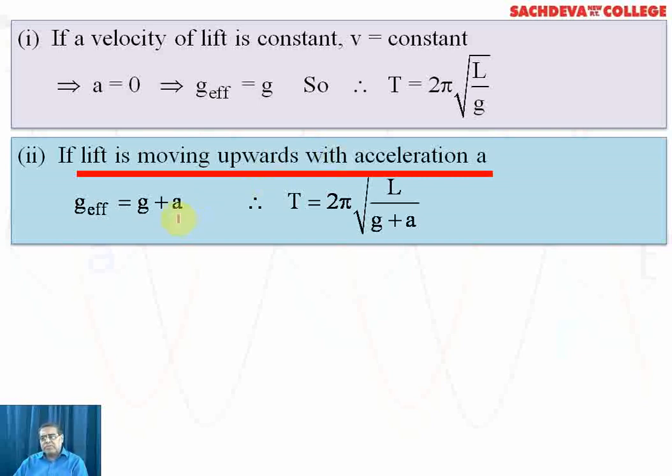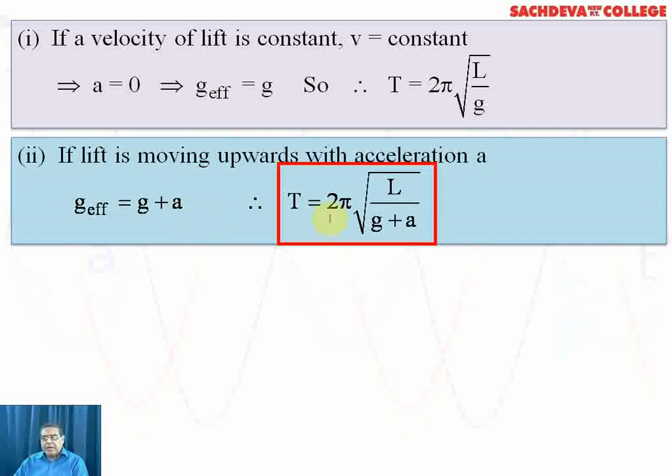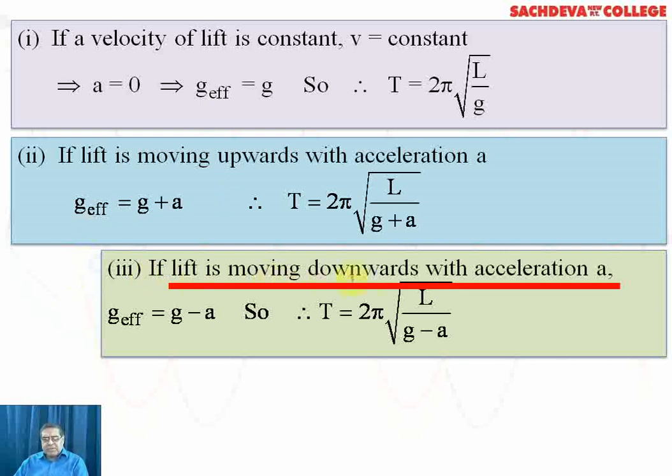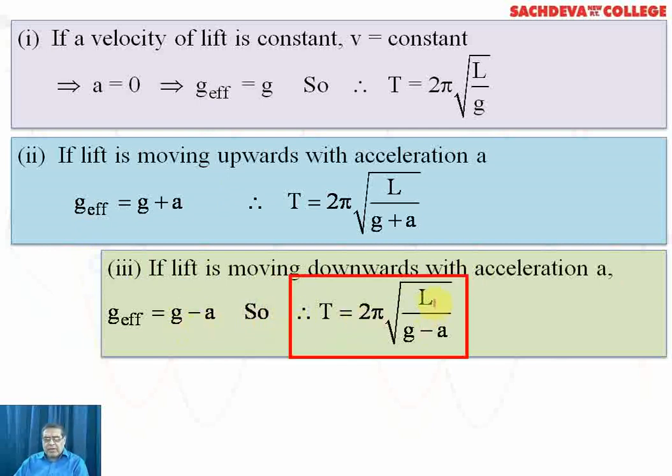Therefore, if the lift is moving upward with acceleration a, the time period which is given as 2 pi under root L over g will effectively be written as T is equal to 2 pi under root L over g plus a. In the other case, if the lift is moving down, g effective will be g minus a. It is mg minus R is equal to ma. From that equation we get g effective as g minus a. So T is equal to 2 pi under root L over g minus a.